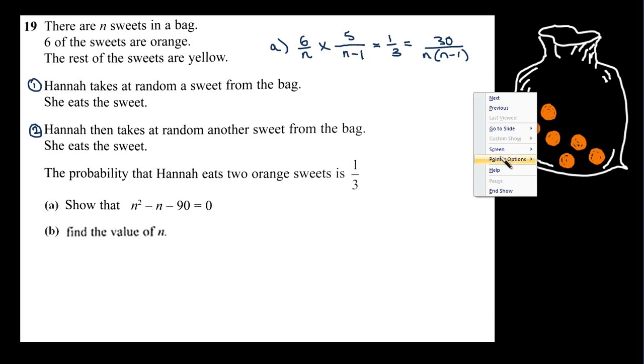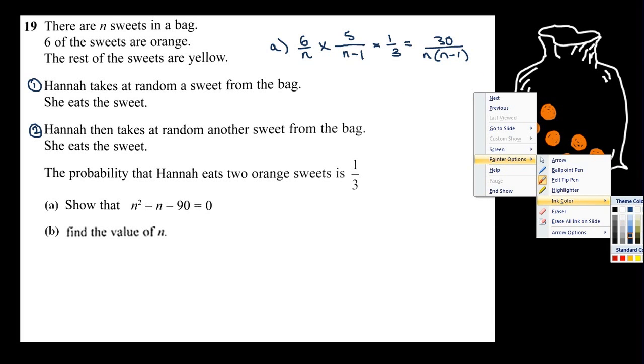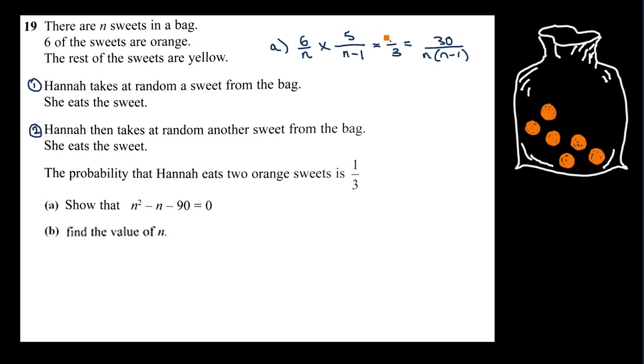So now, if I just indicate where we are, we've got this equation here, which is hopefully now going to simplify further to get our n squared minus n minus 90 equals 0.